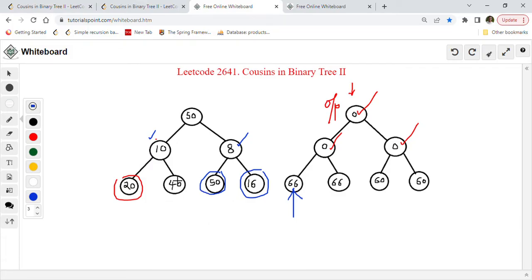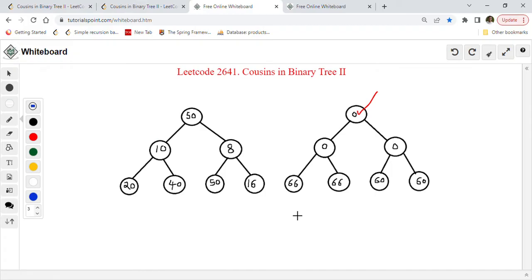The same 66 you will have to put for 40, because 40's cousins are again 50 and 16. Why? Because 20 and 40 are siblings. So if 50 and 16 are cousins of 20, it also means that they are cousins of 40. So you will again put 66 here for 40, right? And you understood why that 66 came, right? 50 plus 16 is 66. So far so good. So you understood this, right?